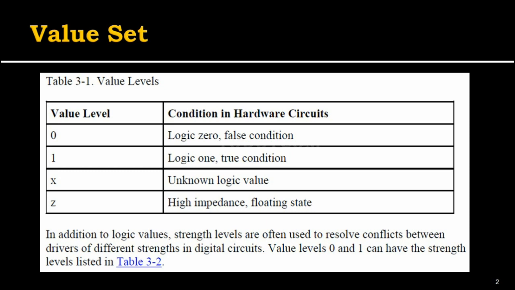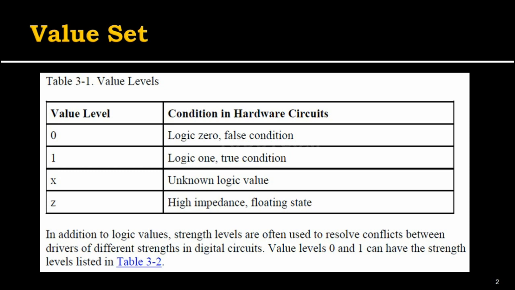This is two-valued. But in some circuits, there are two more values. One is the unknown logic value, also called don't care. In a K-map, we consider X as a don't care condition. Don't care means it may be 0 or it may be 1. We don't know the value, so it is called don't care or unknown logic value, that is X. Another value is the high impedance value or floating state. So these four values are considered in Verilog programming to represent data.